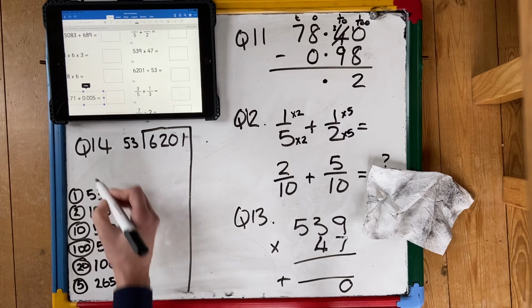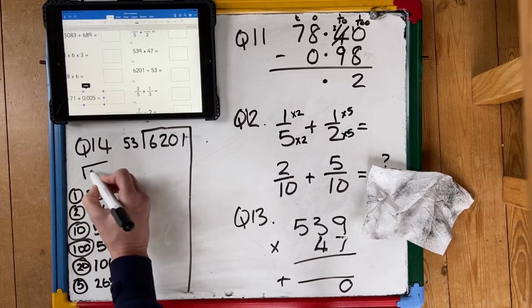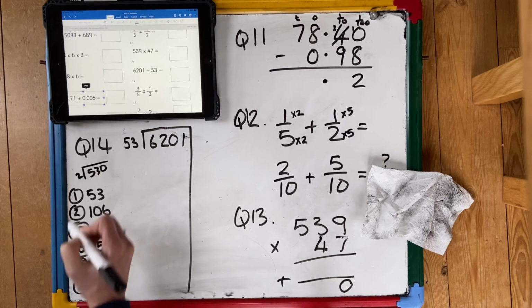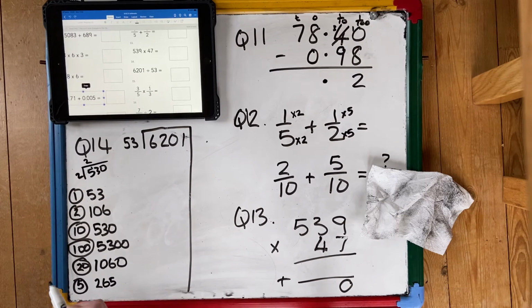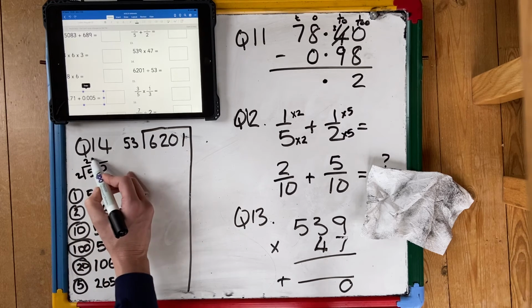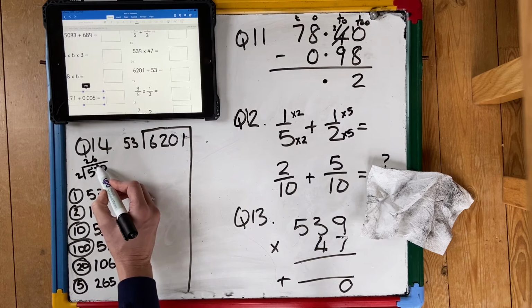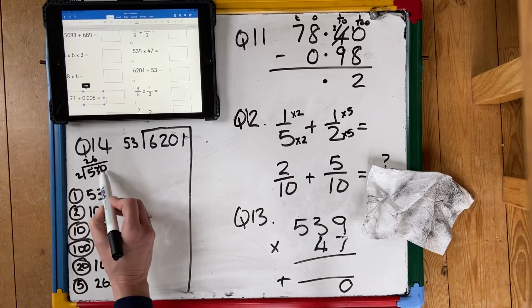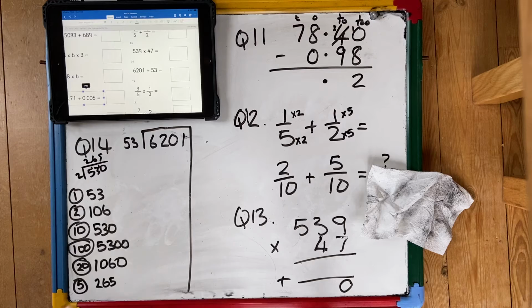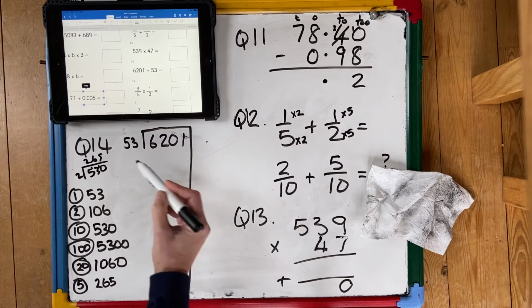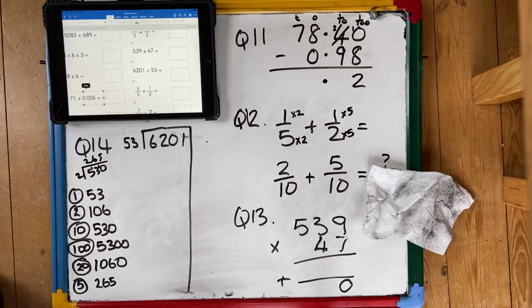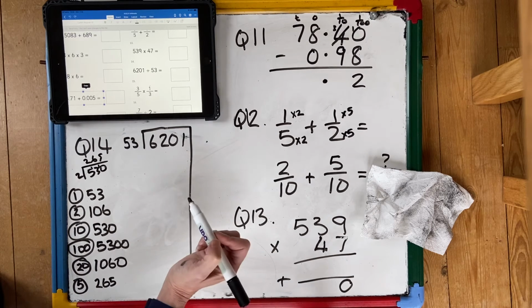If you are unsure about that, you can always do 530 divided by 2. How many 2s are in 5 is 2, remainder 1. How many 2s are in 13 is 6, remainder 1. How many 2s are in 10 is 5, so 265. Now I've done my starburst, I can now work out how many chunks of 53 there are in 6,201.